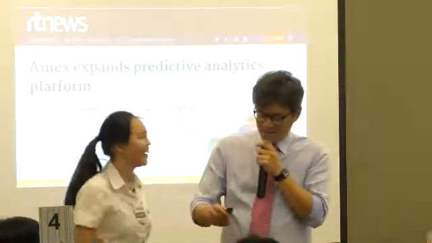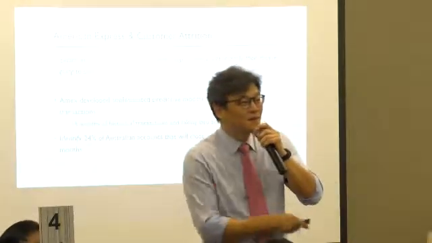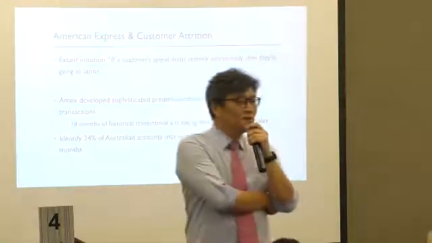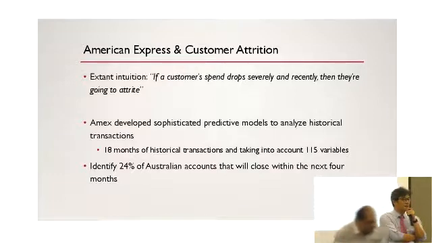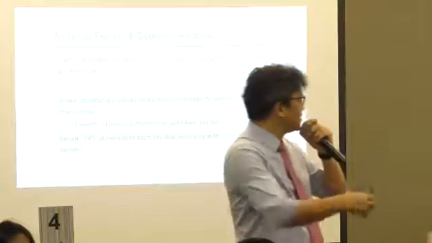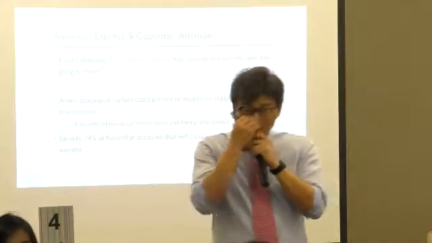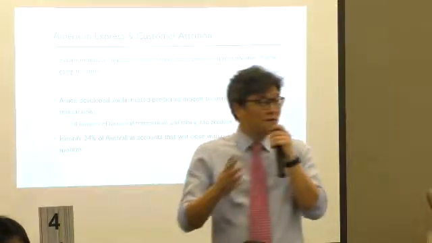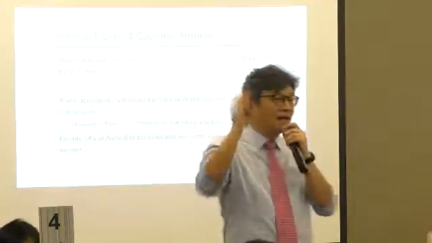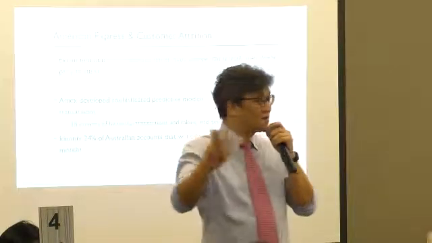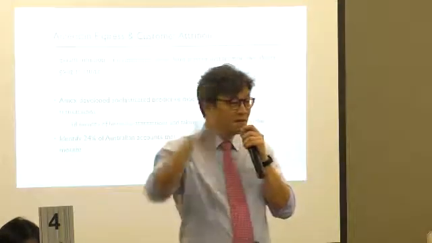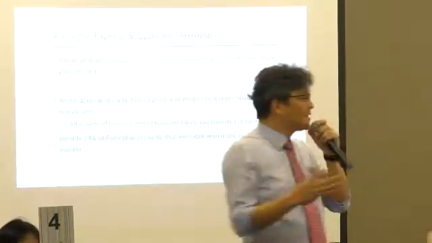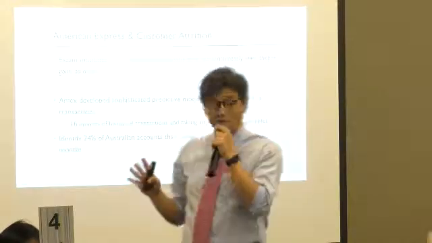Okay, the conventional wisdom is that what they did before using analytics was to look at the enterprise data, and if a customer's spend drops severely and recently, then they're going to attrite, meaning they'll stop being customers. It makes sense, right? If you see transaction records and suddenly the amount that the customer spends on average drops severely, a big and sudden drop, then it's very likely that they're no longer going to be a customer. This makes sense.